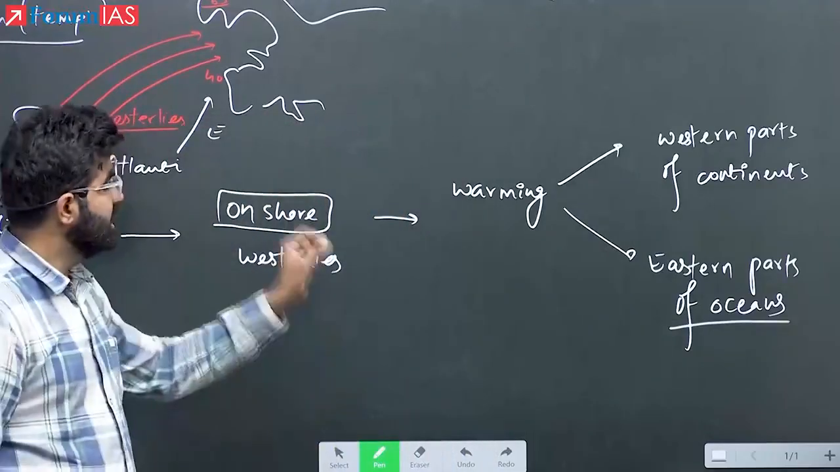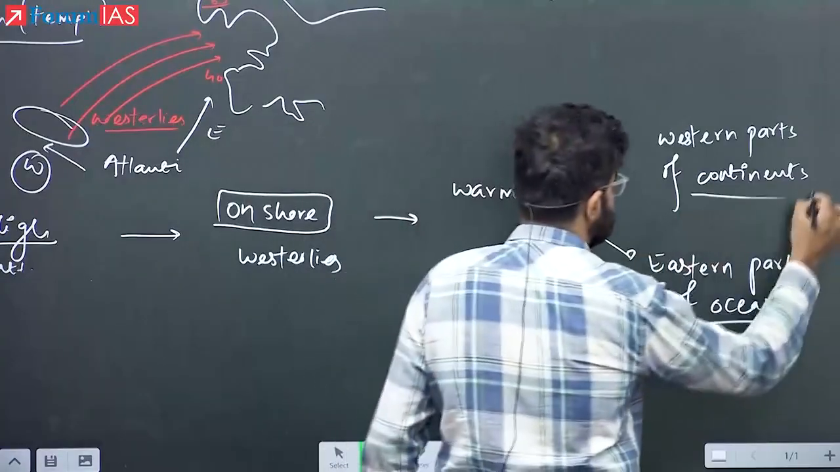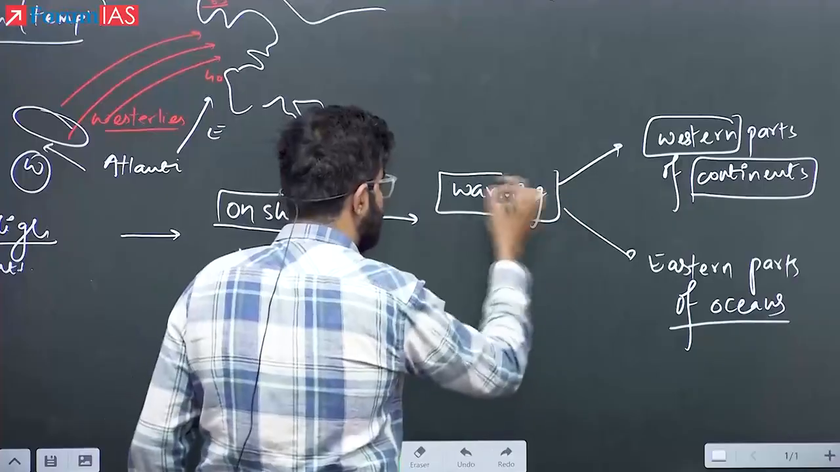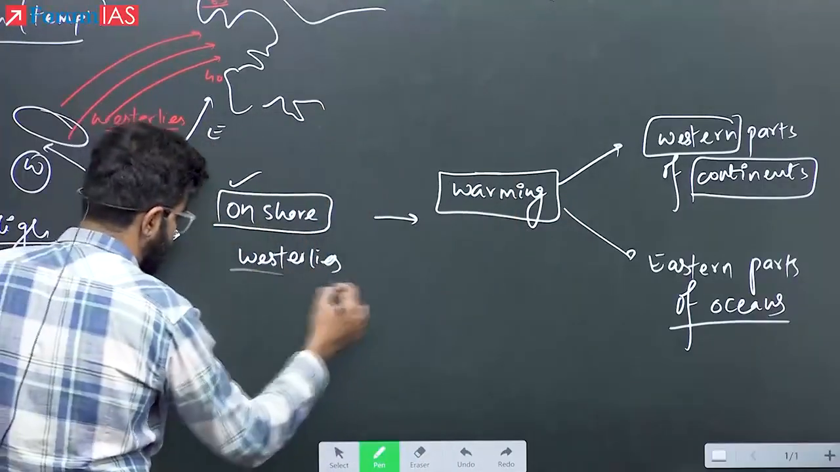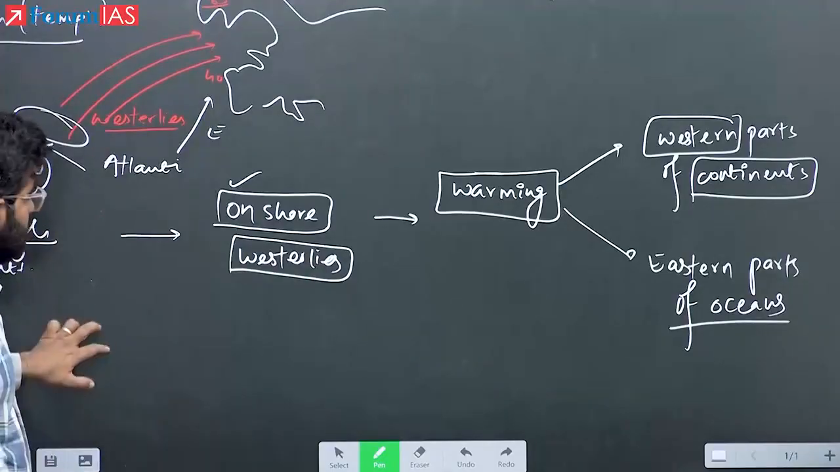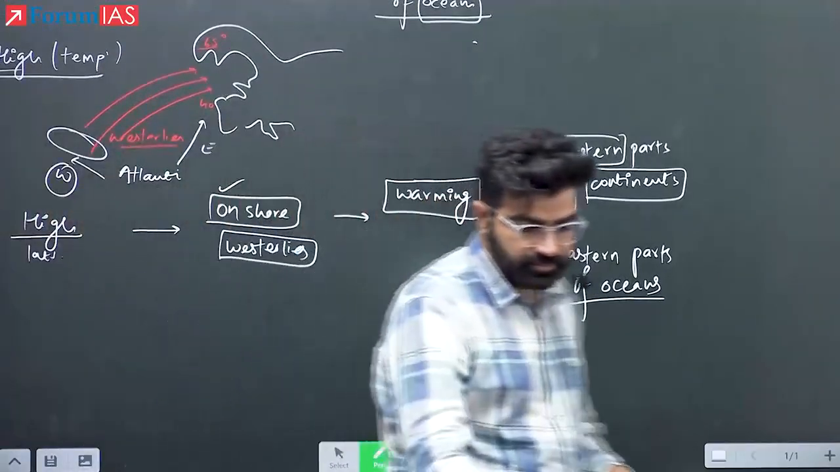This will be asked again. Okay? Again I am telling you, be careful with these four or five words. Number one, you will have to see the continent, the western. Second, warming or cooling, what they are asking. Onshore and the winds. Be careful with these words. Okay? So this was the third factor.